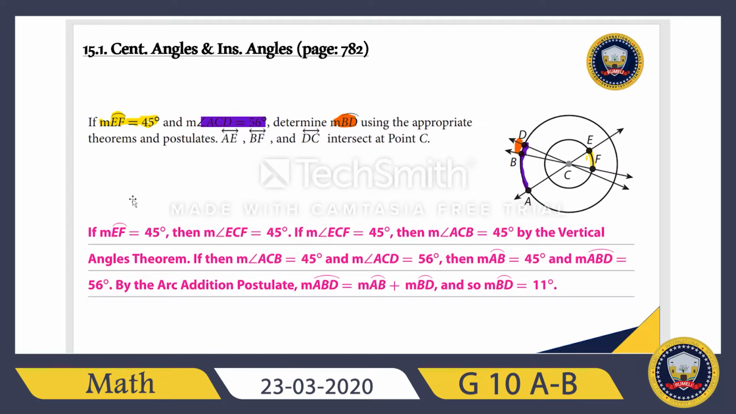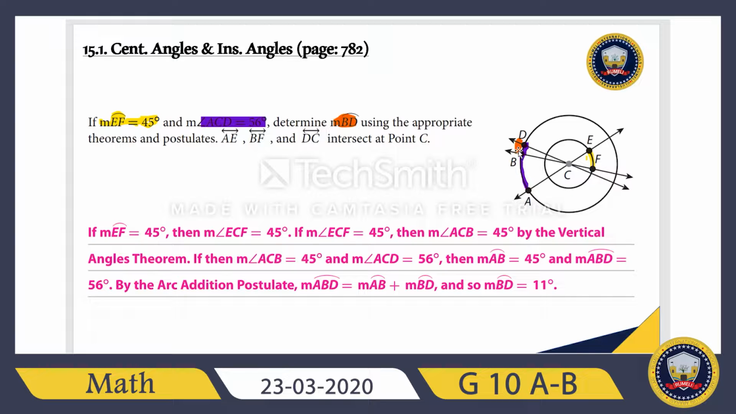Let's get to the last example. If the measure of the arc EF is 45 degrees, this is EF and this is 45 degrees, and the measure of the angle ACD is 56, this is ACD, this bluish color here, 56 degrees. Determine or find the measure of the arc BD.